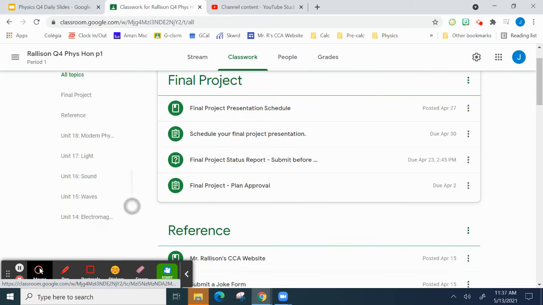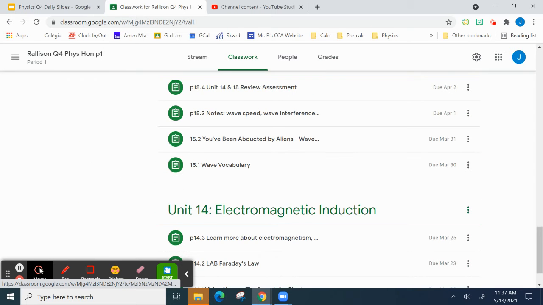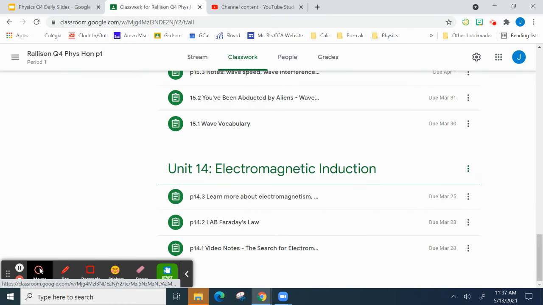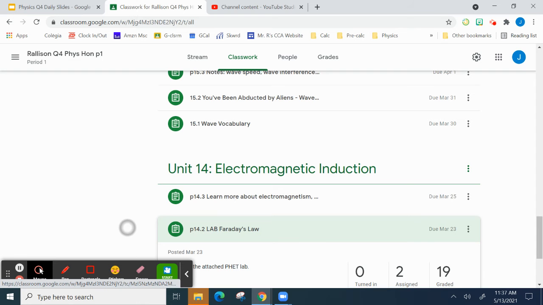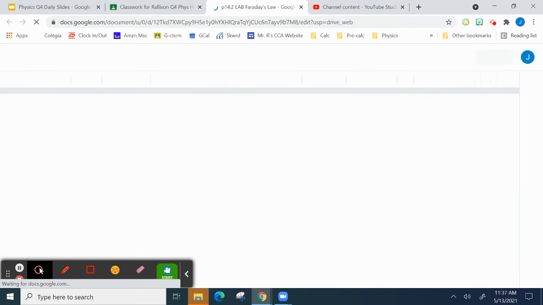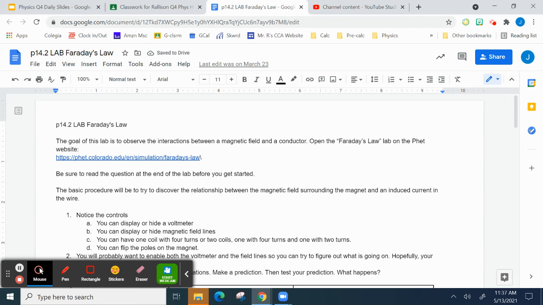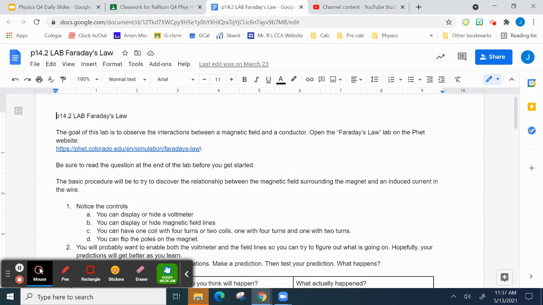Okay, so we are going to lab 14.2. I think some people are missing. This is the lab on Faraday's law. So let's just look at this here. What we're looking for is observing the interactions between the magnetic field and the conductor. So you have to open Faraday's law.